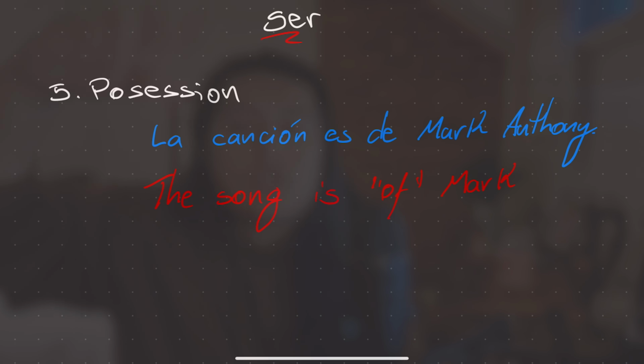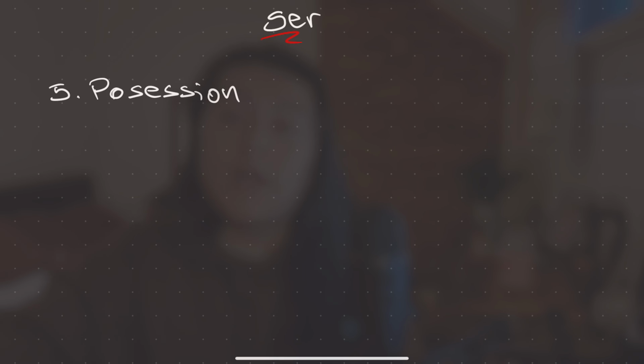So, well, in English, you would completely invert the whole sentence. You would say, this is Marc Anthony's song, or this song belongs to Marc Anthony. It's entirely different, but that is the structure we would use in Spanish. La canción, the song, is de Marc Anthony. We're trying to convey the message of possession, of belonging, right?